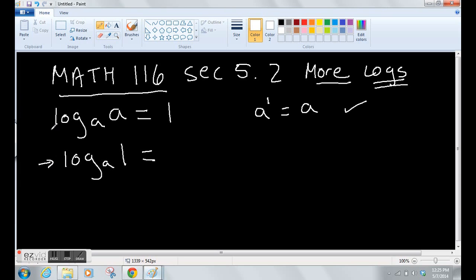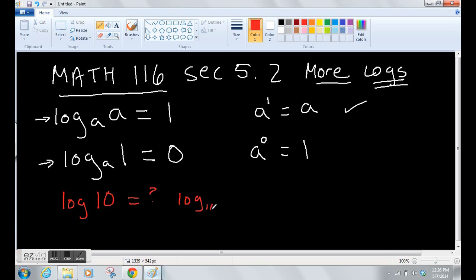Log base a of 1 equals, what does that equal? 0. That is because a to the 0, anything to the 0, is 1. So this would look like this. Suppose you had a question that says log of 10 is equal to what? Well, remember, anytime you don't specify, that's log base 10. So that would be log base 10 of 10, which is equal to 1, because these two match. Suppose you had natural log of 1 equals what? Yes, it equals 0, because the log base anything of 1 equals 0.